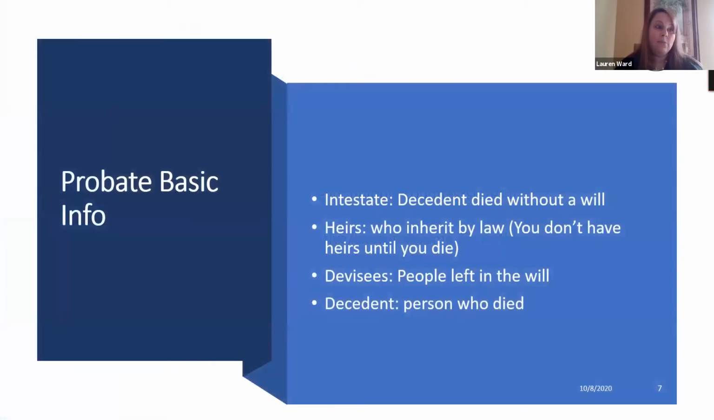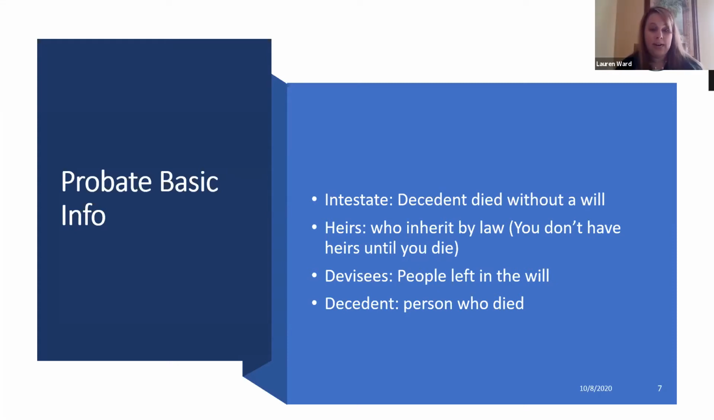Some more basic probate terms you're going to see if you're going through probate court: intestate. When you see this term, it means the individual died without a will. So if you die intestate, you are passing away without a will. Heirs are who inherit by law. If you didn't have a will, it's your family that is going to inherit through the Uniform Probate Code on intestacy.